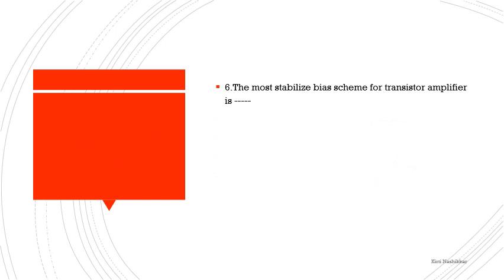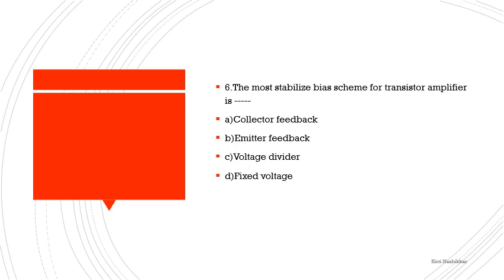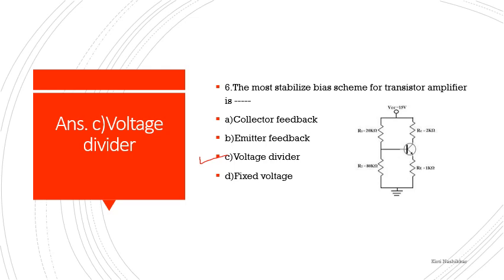The most stabilized bias scheme for a transistor amplifier is collector feedback, emitter feedback, voltage divider and fixed voltage. And the correct option is voltage divider biasing, or potential divider bias scheme, which is the most stabilized scheme for a transistor amplifier. And this is the circuit diagram for potential divider or voltage divider biasing of a transistor. We are simply using one transistor and to it we are connecting 4 resistors and one supply voltage.